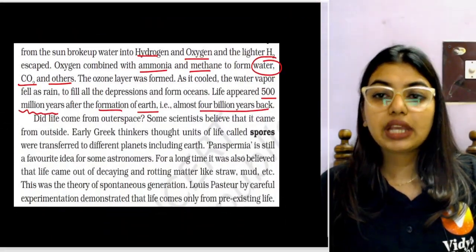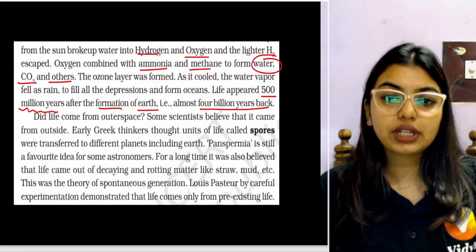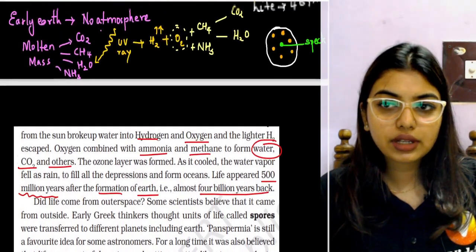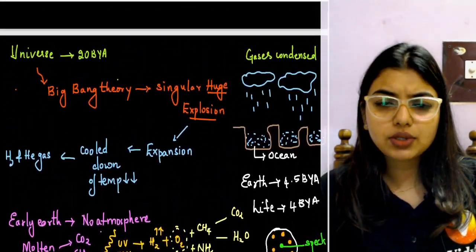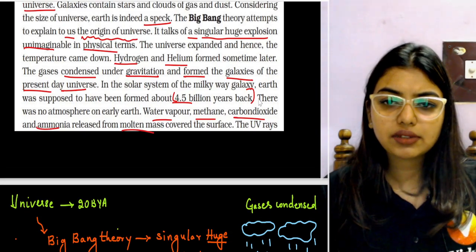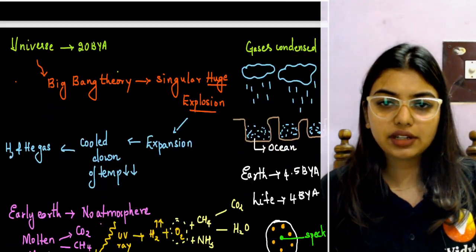Now, different theories to prove. Did we miss something? Fellas, rain we wrote, sun broke we wrote. Sun broke up, students. So here you can see ammonia released from the molten parts covers the surface. Everything is the same we have written.